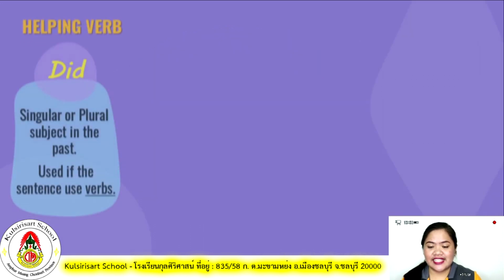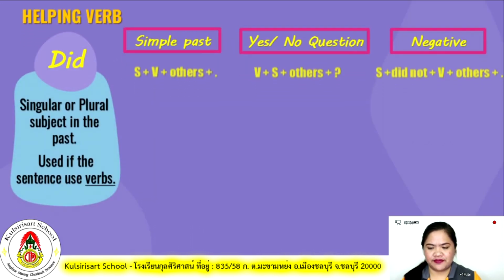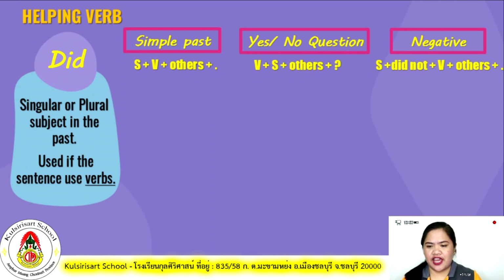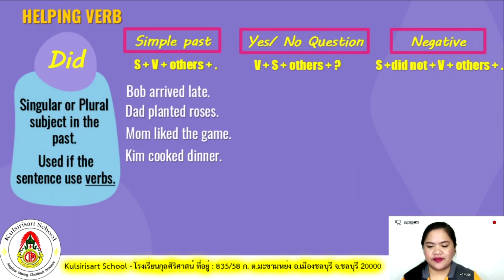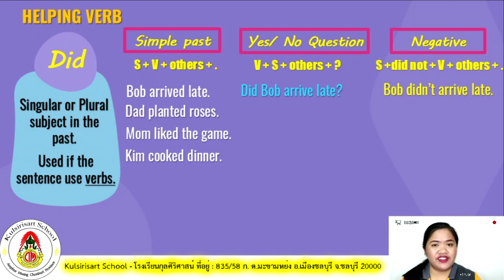So now, let's answer this. We combine together the three topics that we discussed. Do not forget. Okay, in the simple past, we have Bob arrived late. Now, in the yes or no question, it will become, did Bob arrive late? And then in the negative sentence, it will become, what's your answer? Okay, very good. The answer there is, Bob didn't arrive late.